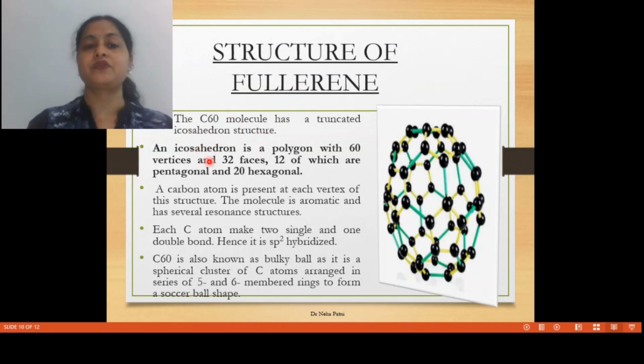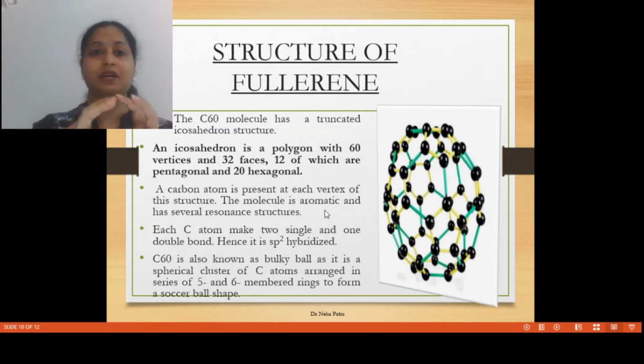Obviously, icosahedron is a polyhedron. So it is going to have 60 vertices, 32 faces, and then 12 pentagons and 20 hexagons. So in all, C60 is basically a polyhedron, and you may call it a truncated icosahedron. And now you can see that it's a hollow sphere, so you may compress it down, you may take it out. So it is aromatic, so it also has resonating structures.